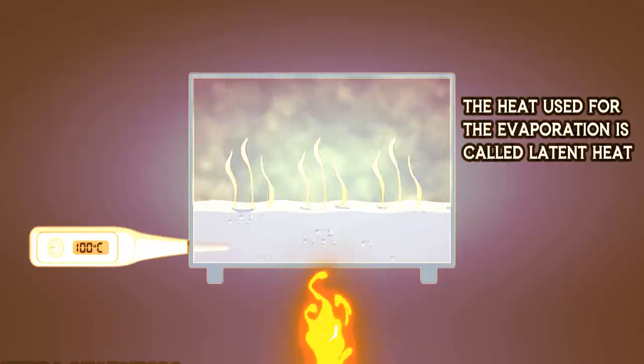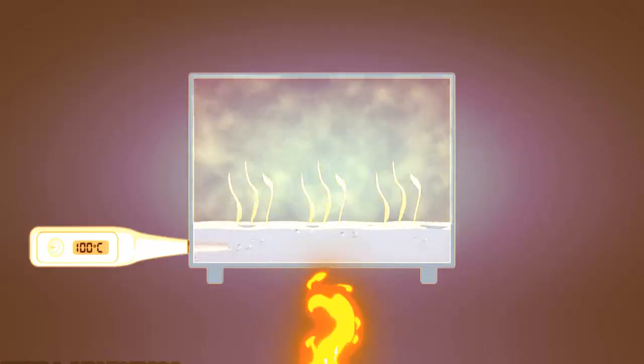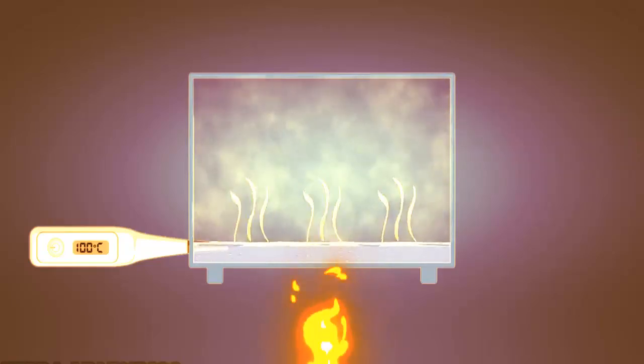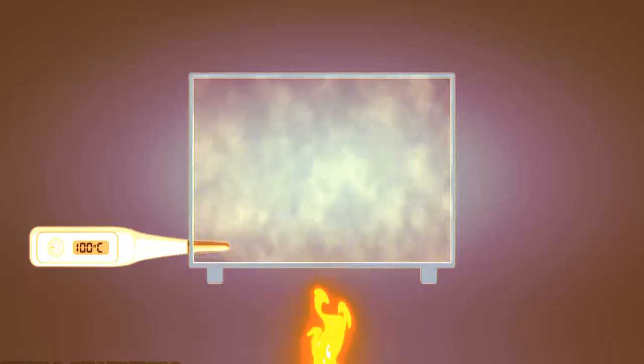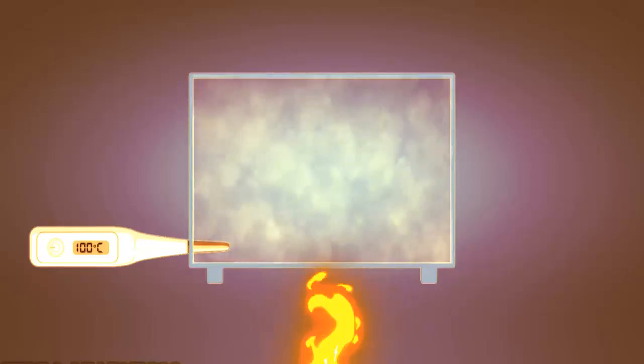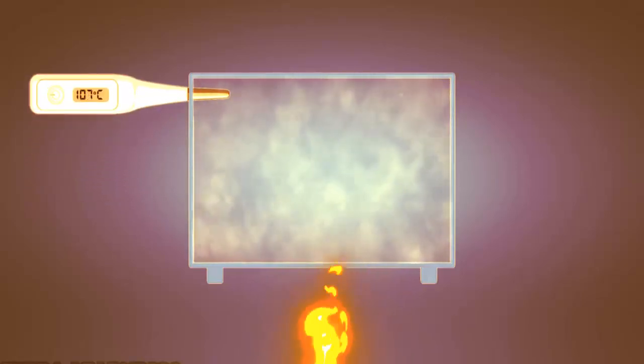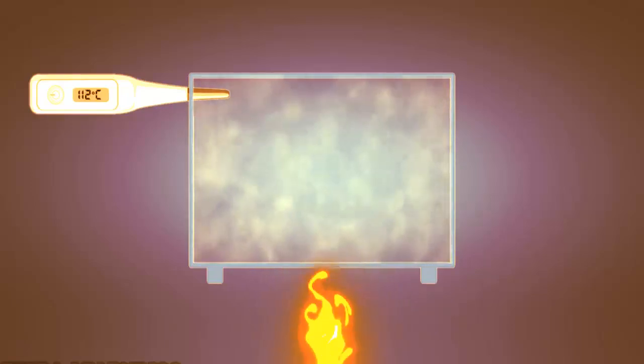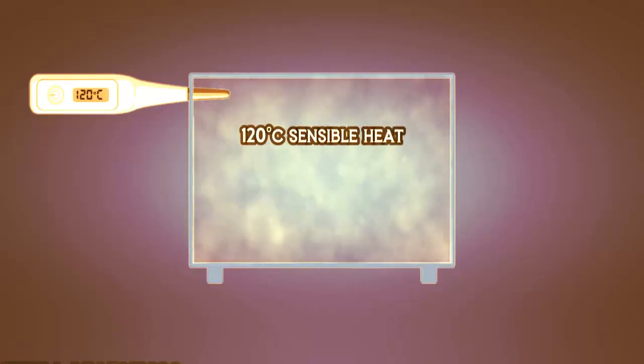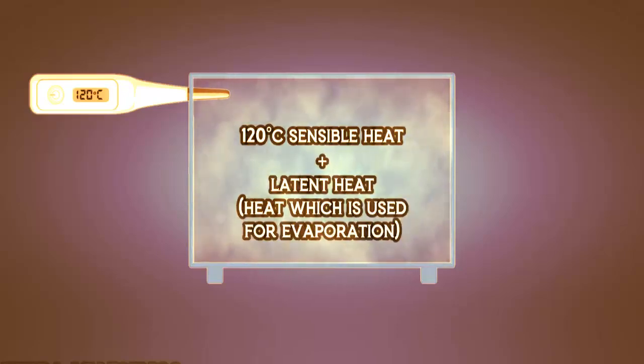The water's temperature will not increase until all of the water has evaporated into vapor. Once all the water has evaporated into vapor, the temperature of the vapor will start to increase. Let's heat this vapor up to 120 degrees Celsius, 248 degrees Fahrenheit. At this point the vapor contains both sensible heat at 120 degrees Celsius, 248 degrees Fahrenheit, and latent heat, the heat used to evaporate all of the water. Unlike sensible heat, we cannot directly measure latent heat.